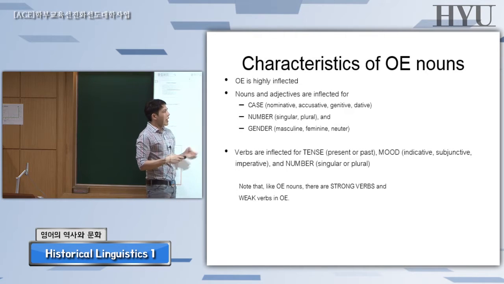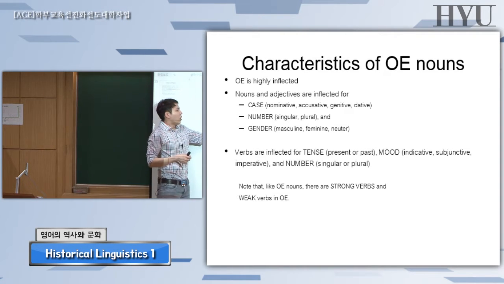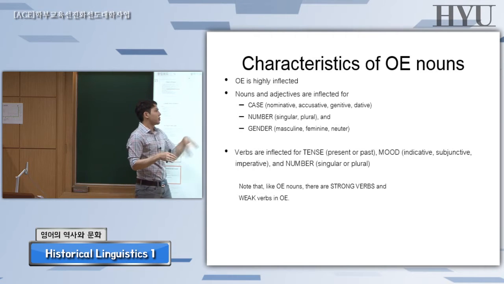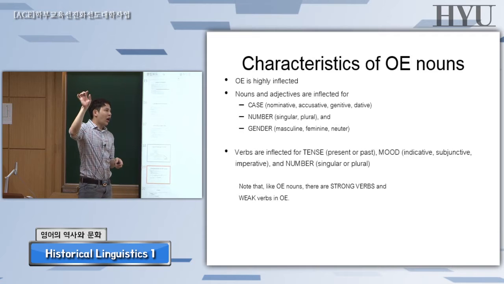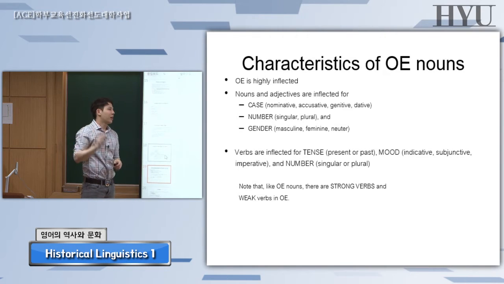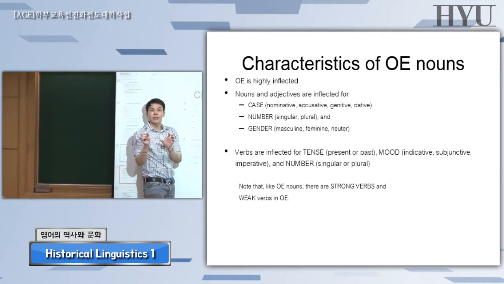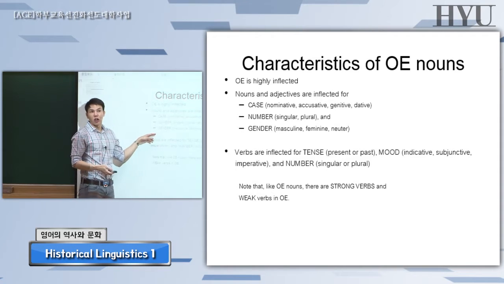So some important aspects of Old English are that Old English words, nouns, verbs, adjectives, and adverbs, are highly inflected, meaning that you have a lot of morphological endings, right? Especially nouns and adjectives, both nouns and adjectives, are inflected. You have suffixes for case, number, and gender, right?